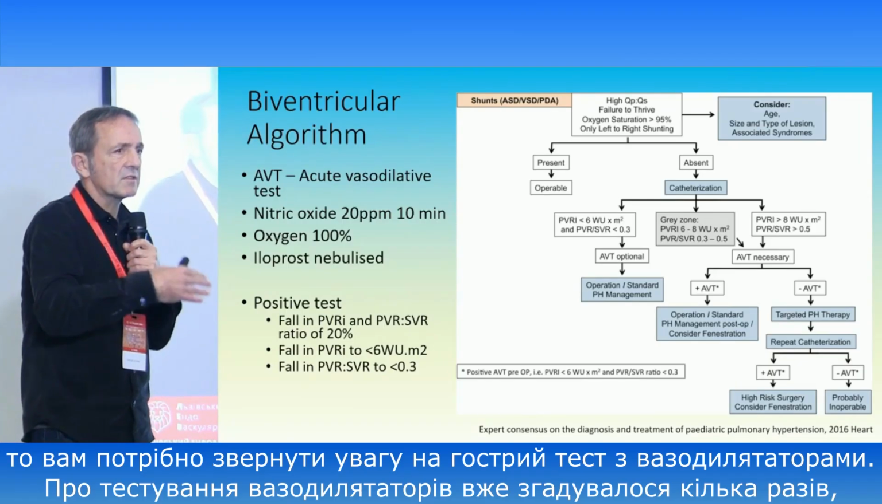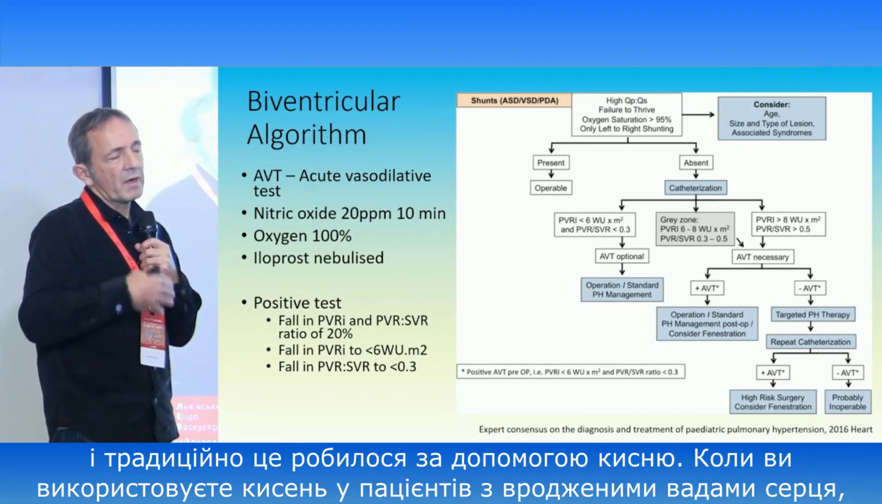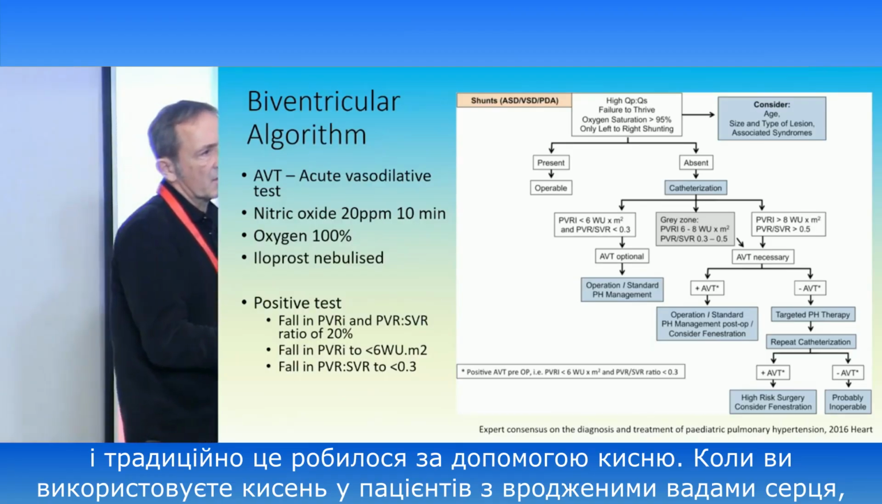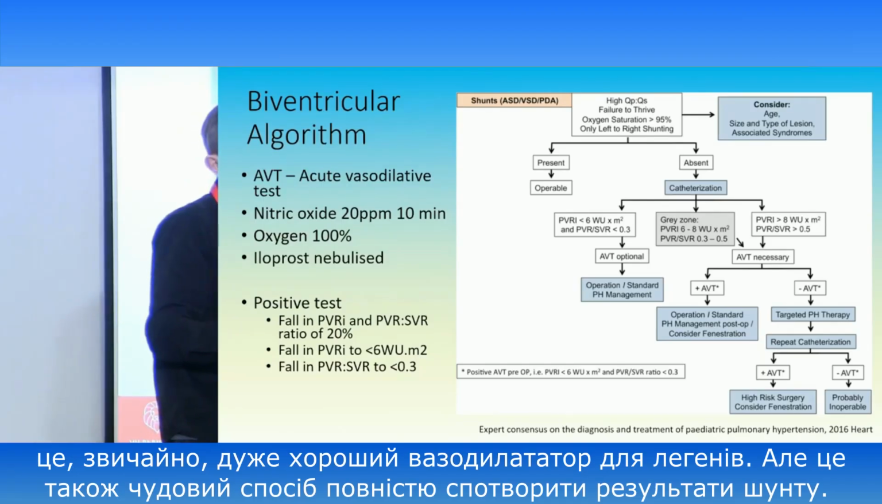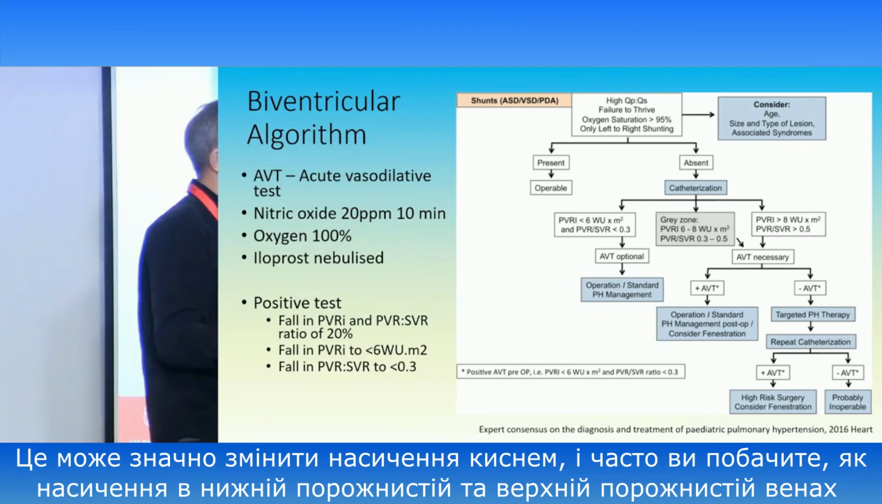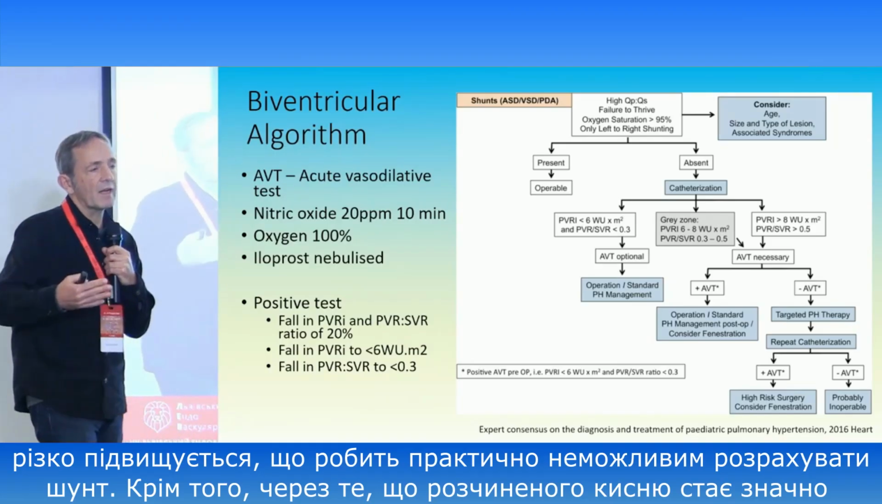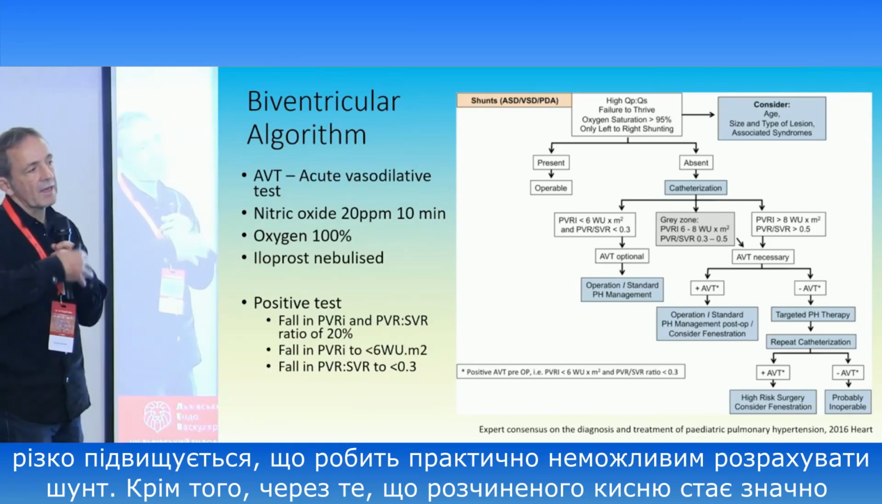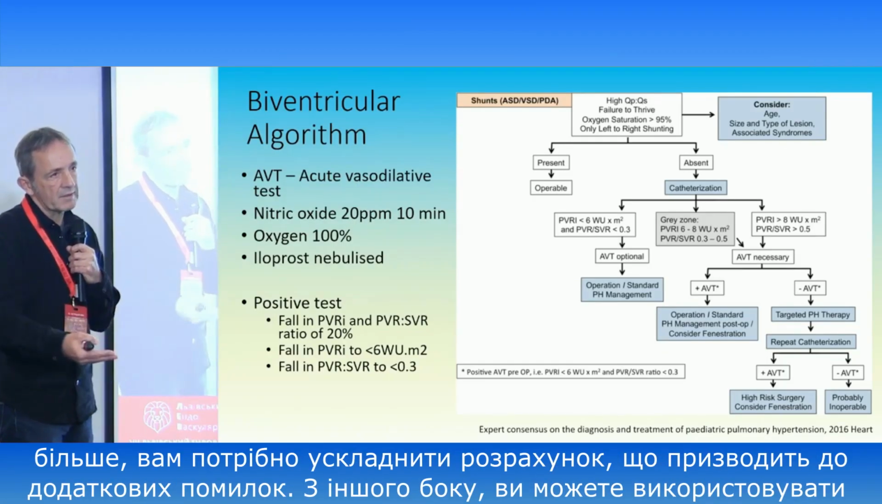Now, vasodilator testing's been mentioned a couple of times. And traditionally, this was done with oxygen. When you use oxygen in patients with congenital heart disease, sure, it's a very good pulmonary vasodilator. It's also an excellent way of completely screwing up your shunt results. It will massively change the saturations. Quite often, you see the saturations in the IVC and the SVC shoot up, and it becomes almost impossible to calculate the shunt. Additionally, because you get a lot of dissolved oxygen, you have to make the calculation more complex with more errors in it.